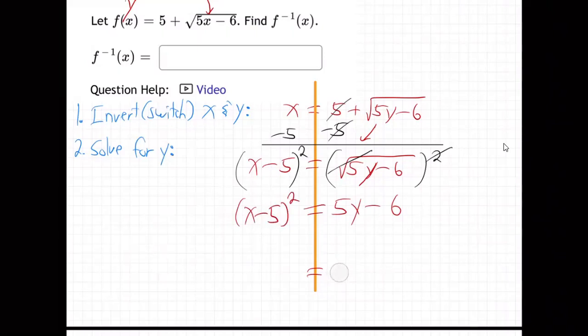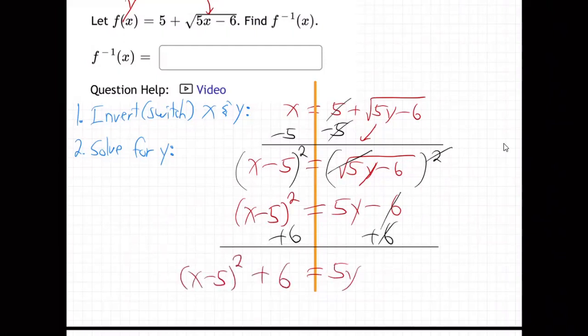We're trying to get y alone. So let's add 6 to both sides. We're almost there. And so it's gonzo. And so 5y equals x minus 5 squared plus 6. And then the last step to get the y alone is divide by 5. And you have to divide the whole left side, the whole right side, right? By 5. And there it is. Y is alone. That is the inverse function right there.